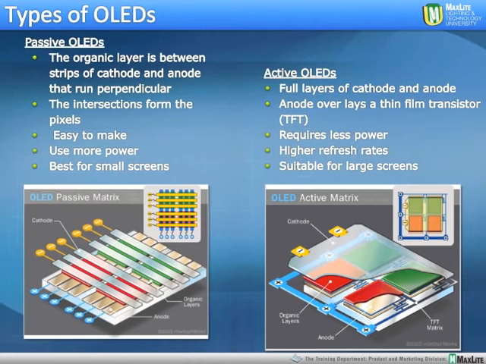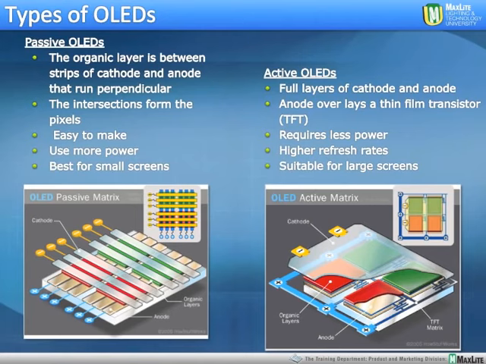The active matrix OLEDs, also known as AMOLEDs, this is my first organic LED product. I own a Galaxy S3, and if you haven't seen one of those yet, you just have to take a look at the beautiful screen that this device produces, and that is due to the active matrix or the AMOLED. Now here we have full layers of cathode and anode. The anode layer is a thin strip of transistor, requires much less power than the passive matrix type, and it has a much higher refresh rate.